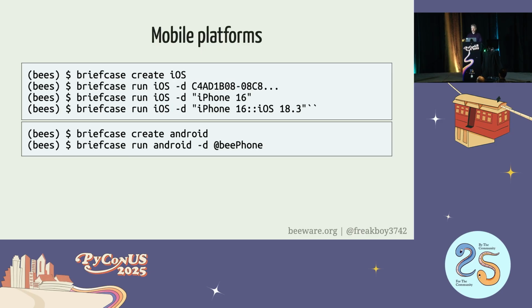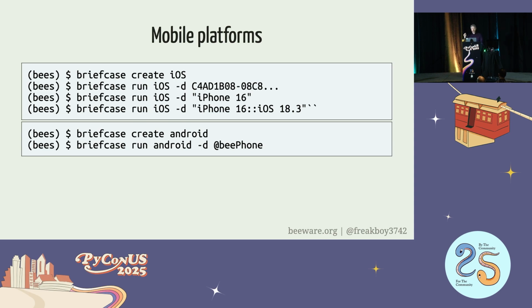What about deploying onto mobile platforms? Well, the steps are exactly the same. You just add iOS or Android to all those commands. And again, you're done. Briefcase create iOS, Briefcase build iOS, and so on. Same for Android. iOS builds will only work on macOS because of the underlying tooling requirements, but Android builds will work on macOS, Linux, or Windows.